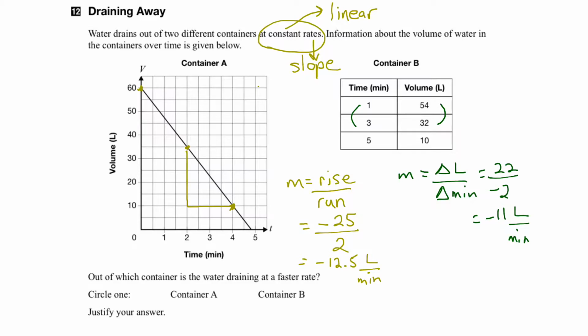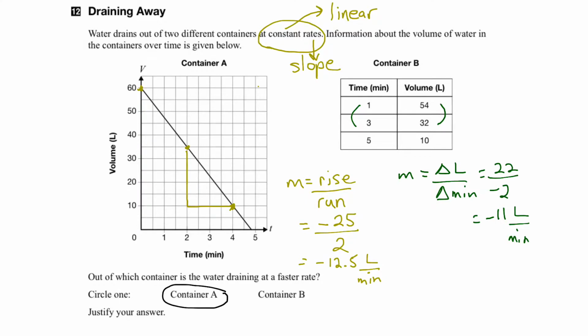Again, we could verify to make sure. So if we looked at between 32 and 10, that would be a change of minus 22 liters. And again, from 3 to 5 would be a change of 2 minutes. So that would give us a negative 11 liters per minute again. And we could also do it between 54 and 10 and 1 and 5, and we'd still get the same rate. It is a constant rate. So if we compare these two rates, we can see that container A is draining at the fastest rate. So we'll circle container A.